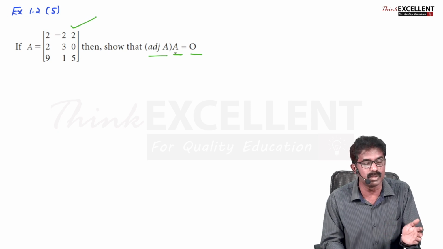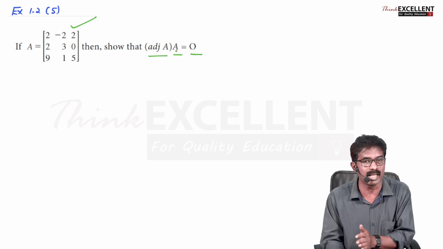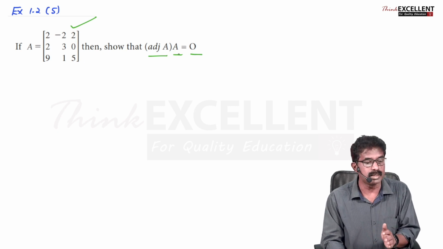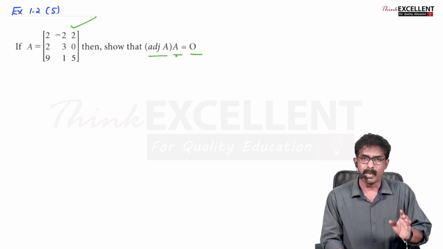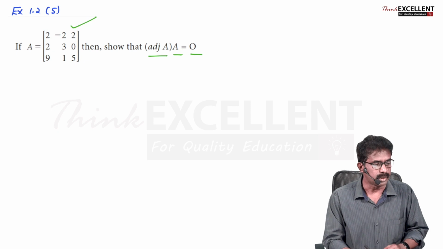In some other question we proved A into adjoint A equal to adjoint A into A equal to determinant A into I. Right. But in this question they asked to prove it is what? 0. So you multiply, 0 means what? 0 matrix. All the elements are 0. You will get a 3 by 3 0 matrix. Okay, that you can check it.